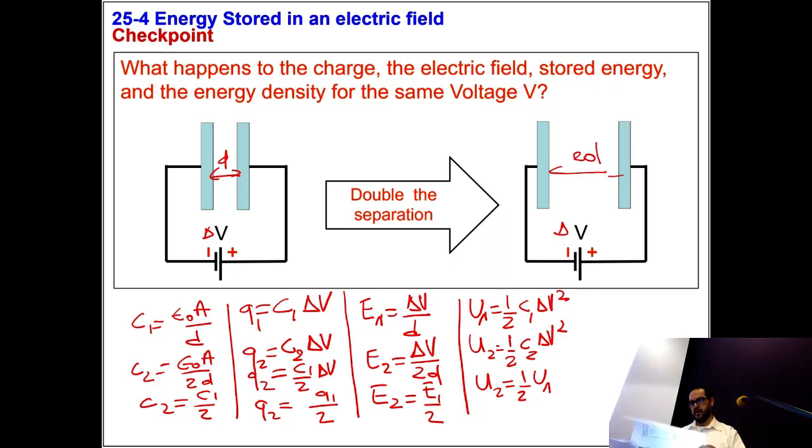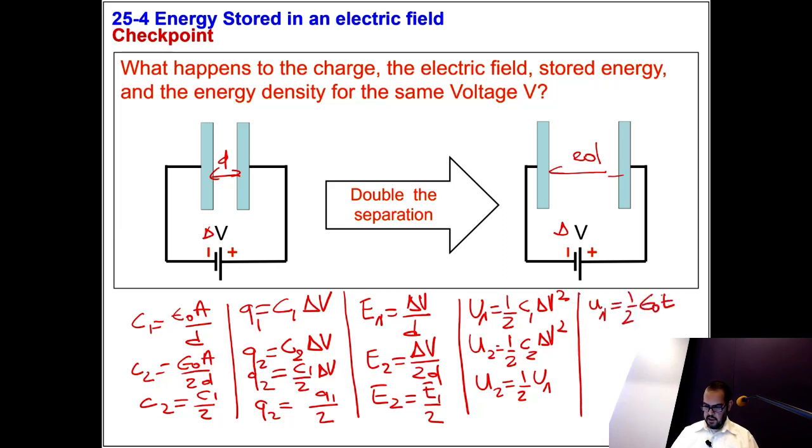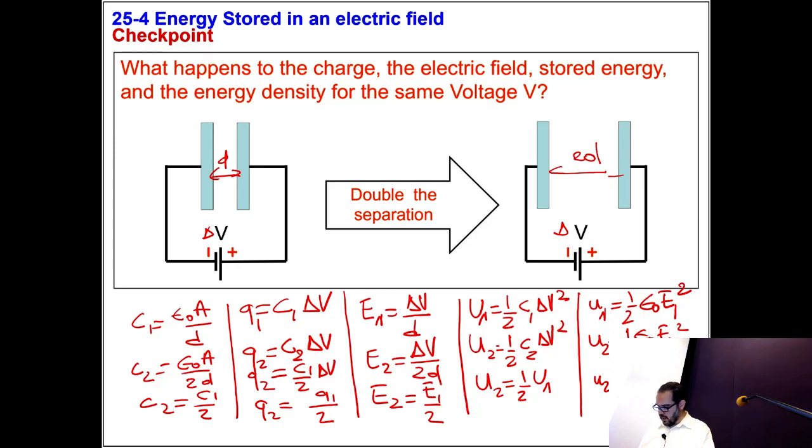Very different. The last thing we're going to do is the energy density. The energy density u1 is 1/2 epsilon 0 E1 squared. u2 is 1/2 epsilon 0 E2 squared, but E2 is equal to E1 over 2, so E1 over 2 squared is E1 squared over 4. So you can see small u2 is just equal to u1 divided by 4. In the previous case, they were the same.